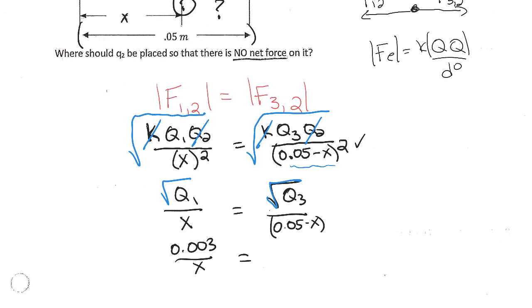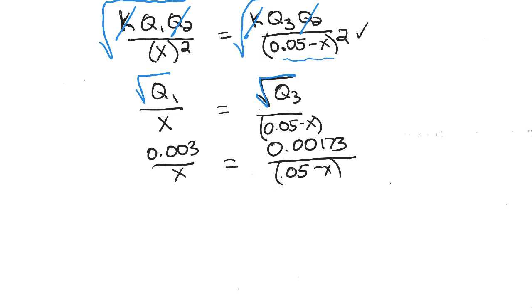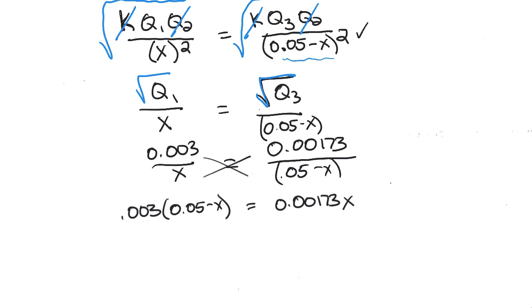Square root of 3, what's the square root of 3 times 10 to the negative 6? And you get 0.00173 if you want to keep 3 sig figs, divided by 0.05 minus x. And from here on out, we just need to simplify this expression. We're going to cross multiply: 0.003 times 0.05 minus x equals 0.00173 times x. All I did was cross multiply.